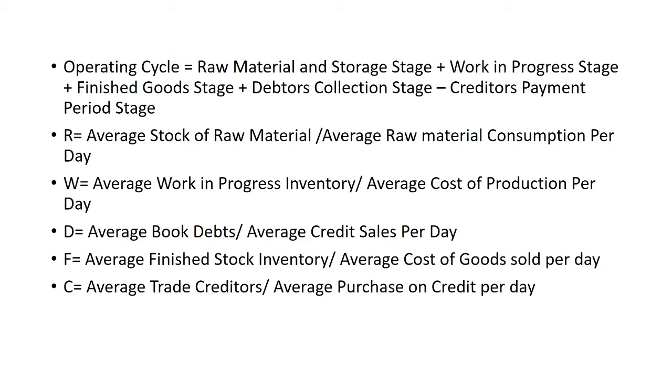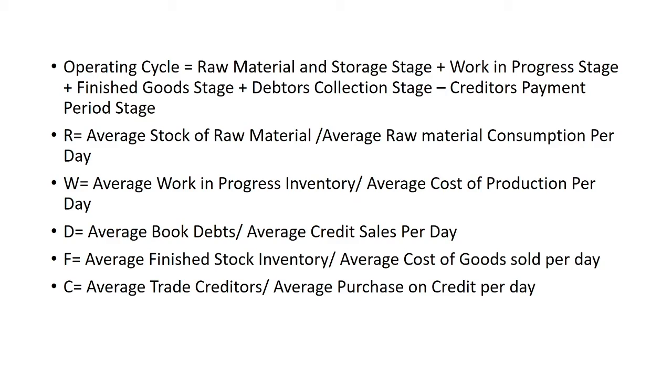So we have an operating cycle formula here. Operating cycle is equal to raw material storage stage plus work in progress stage plus finished goods stage plus debtors collection stage minus creditors payment period stage, right? So the raw material storage stage, R, can be calculated by average stock of raw material divided by average raw material consumption per day.